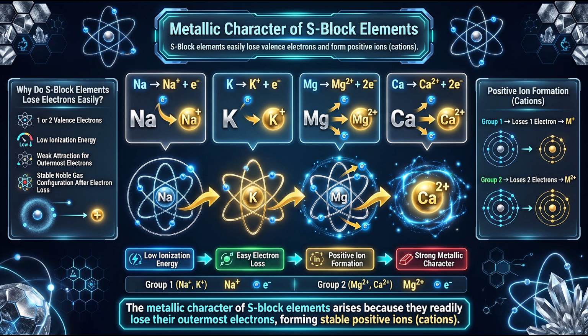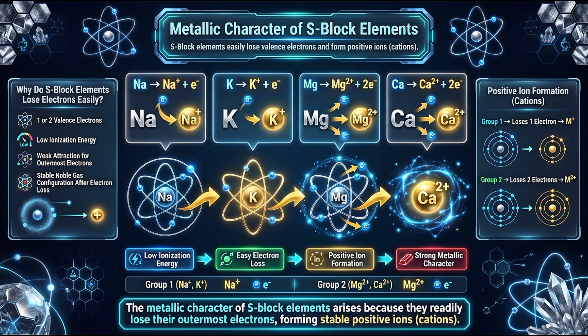The third reason shown in the image is the weak attraction for the outermost electrons. The valence electrons are located relatively far from the nucleus, especially in the heavier S-block elements. In addition, the inner electron shells shield the outer electrons from the positive charge of the nucleus. As a result, the attractive force between the nucleus and the valence electrons becomes weak. Since the attraction is weak, the electrons can be removed easily.